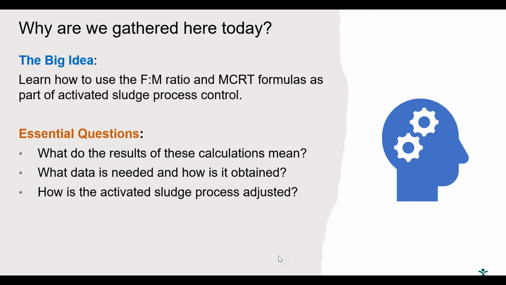I mean, if we have an FM ratio of 0.1 or 0.5 or 0.3, what does that even mean? And also, if we have an MCRT of 3 days or 15 days or 20 days, what does that mean? What data do we need to put into the formulas, and how do we obtain it? And after we evaluate the formulas, how do we actually adjust the activated sludge process? So I'm hoping to also answer those types of questions as we proceed through this training.